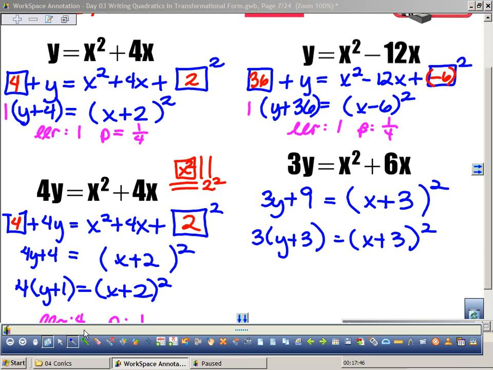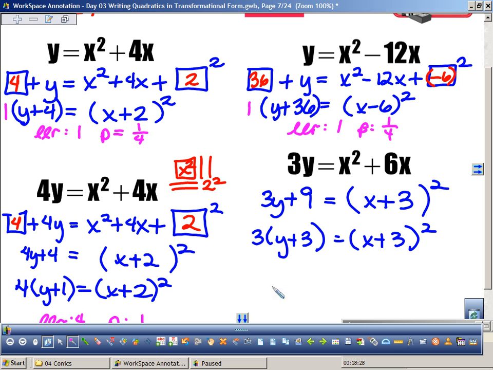Okay. So my LOR is 3. Take half of 3, 1.5. Half of 1.5 is 0.75.